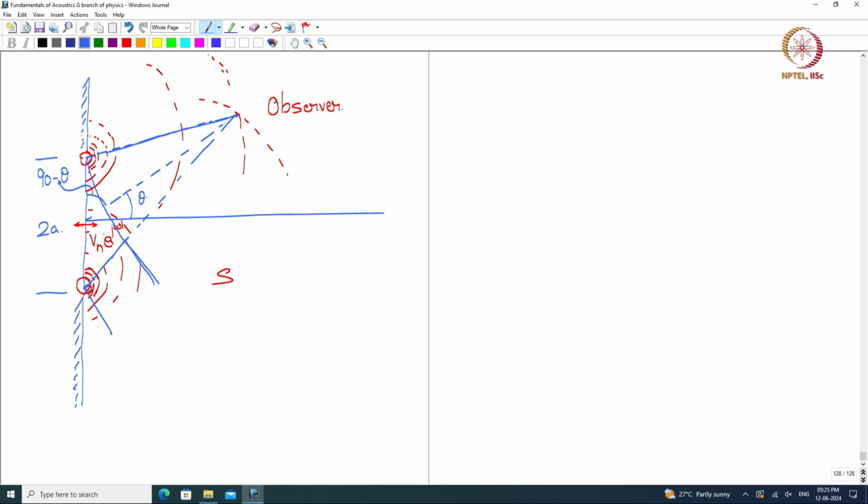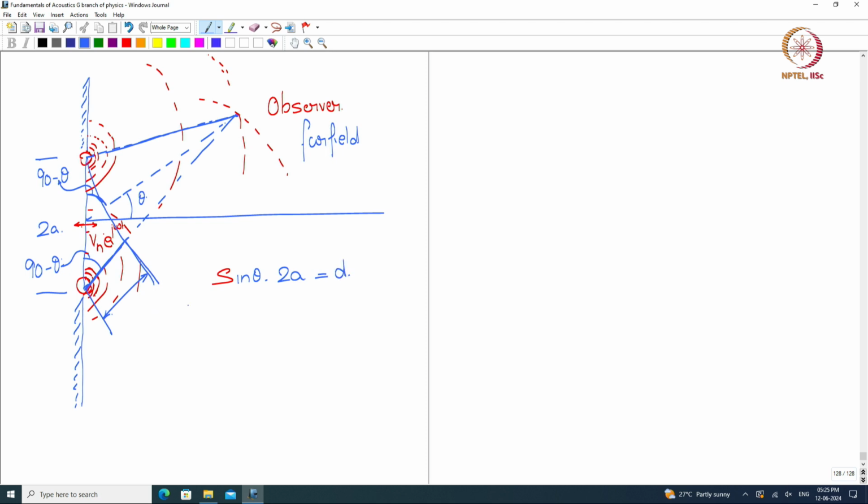So if this is theta and this is 90 minus theta, in the far field, this is also approximately 90 minus theta. So this distance is cos(90 minus theta), which is sin theta, times 2a. So this distance is 2a sin theta. This is the path difference d.